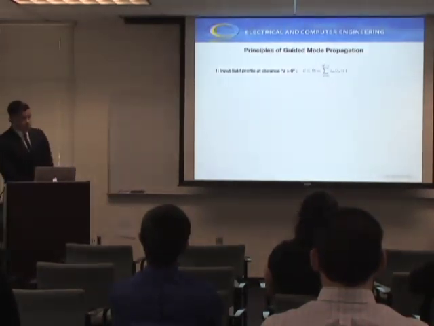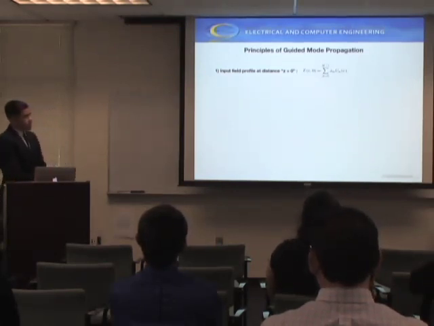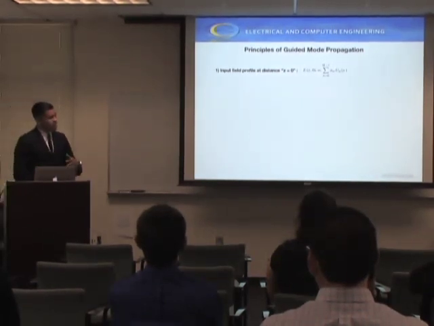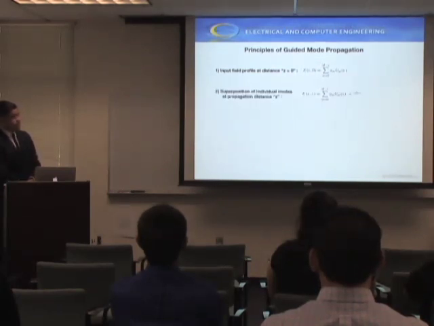So where do we start when we're designing these? There's a lot of math to it. I'm going to run through it fairly quickly. It's not at all dense. Basically, we start with an input field profile at a propagation distance of 0, seen here. We can then introduce a propagation distance of z, which gives us a superposition of the input field.